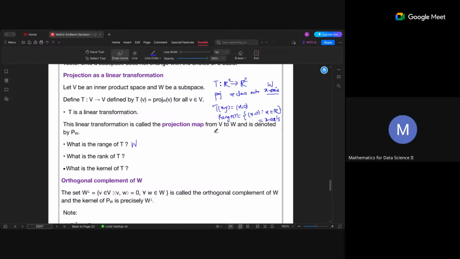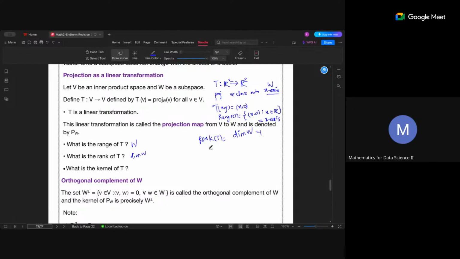Now what about the rank of T? What is the dimension of the range? 1. So it is actually the dimension of W, right? Rank of T is nothing but the dimension of W. In this case, it is 1.